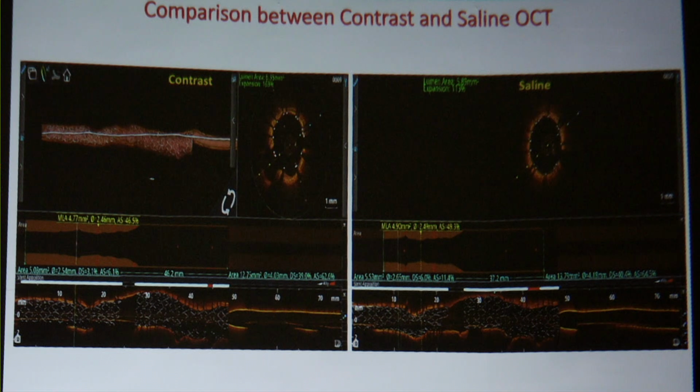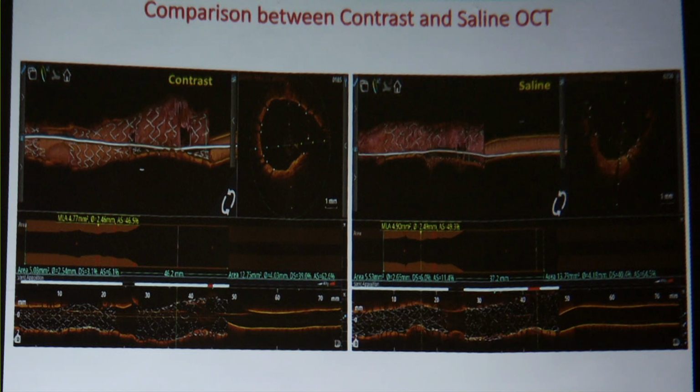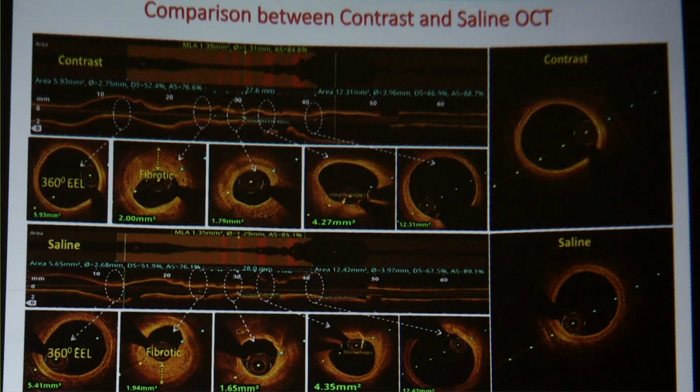Whatever you can do with the contrast, even 3D reconstruction and side branch optimization, you could see with both the contrast as well as the saline. This is another example. Can you see that we used the net thickness of the fibrotic plaque so that we are measuring at the same level. This is the contrast. The diameters here were 2, and here 1.94, 1.97, 1.79, 1.65.